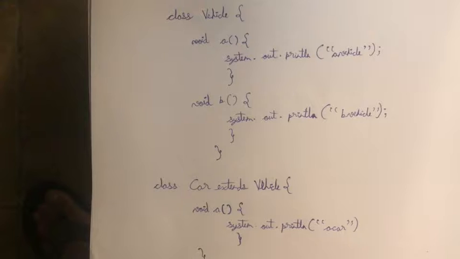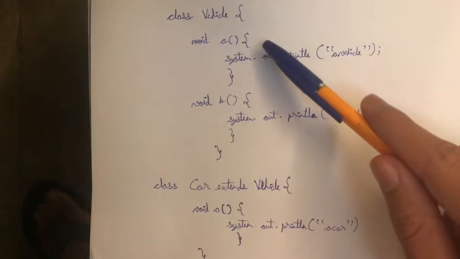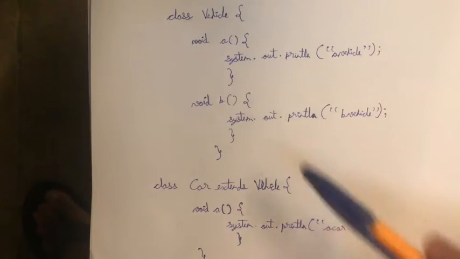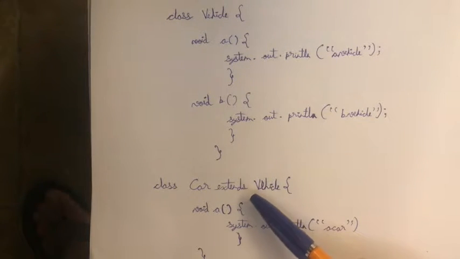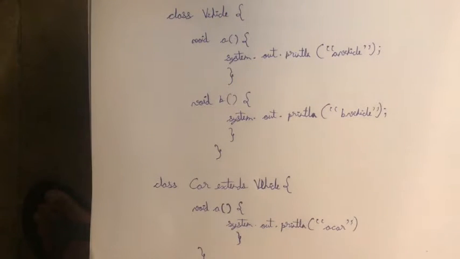The advantage of this is that we don't have to define again and again the methods and attributes that we're using in many different classes. So over here we can see that vehicle has two methods, A and B, and car has one method, that is A.